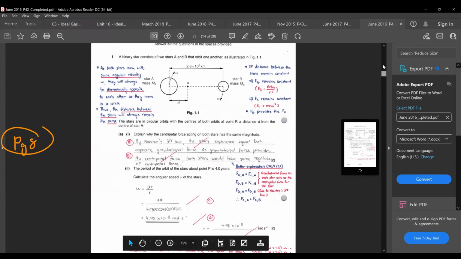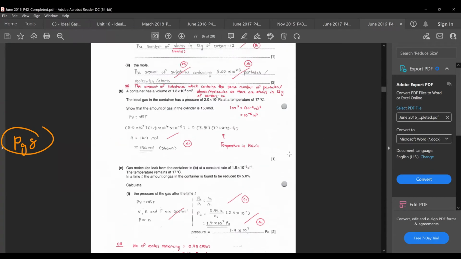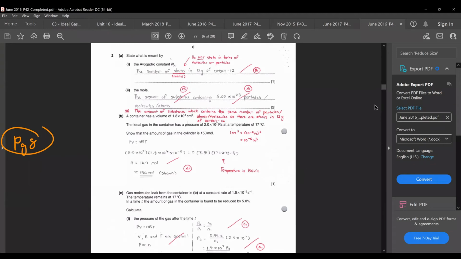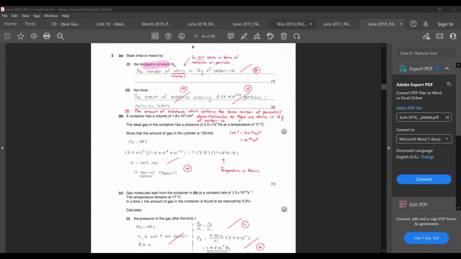This one should be question 2. All right. State what is meant by the Avogadro constant. This is a definition for your notes. It refers to the number of atoms in 12 grams of carbon-12. You need to state specifically that it is atoms, because carbon is made out of atoms, not molecules or particles. It's specifically atoms. So it's the number of atoms in 12 grams of carbon-12.